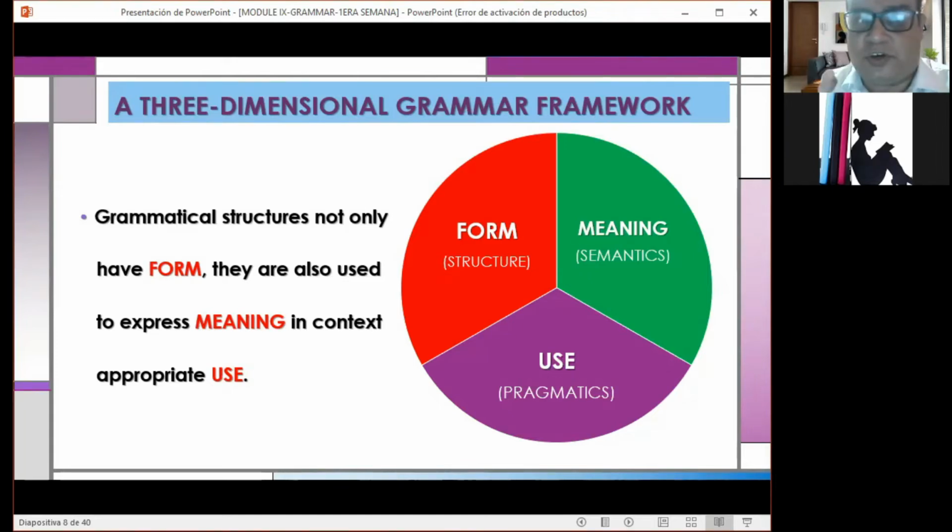Remember, it comes from the word praxis. Praxis means to put something into practice. So the knowledge that you have of the language, you put it into practice in different contexts, in different situations. So this is pragmatics. Notice grammar involves a lot of aspects, not just the form, not just the structure. It refers also to the meanings that we have seen before and the use that we give to language structures or language patterns. Let's see more about this three-dimensional grammar framework.